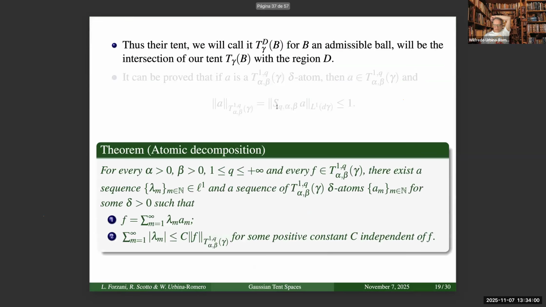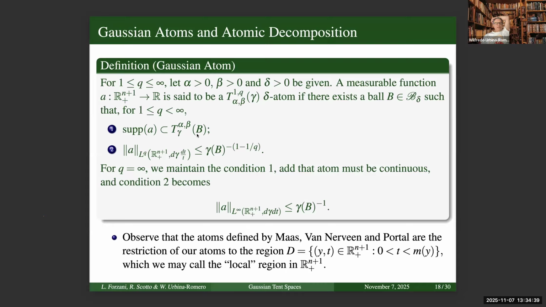We have the parameters Q between 1 and infinity, and alpha, beta, and delta bigger than 0. If we have a measurable function from the hyperplane to R, it is a T, Q, alpha, beta, gamma, delta atom if there is a ball B such that for any Q bigger than 1 and less than infinity, the support is in the tent around the ball B. Remember, B has to be an admissible ball. And the norm for any Q is controlled by the Gaussian measure of B raised to the power of minus 1 plus 1 over Q.